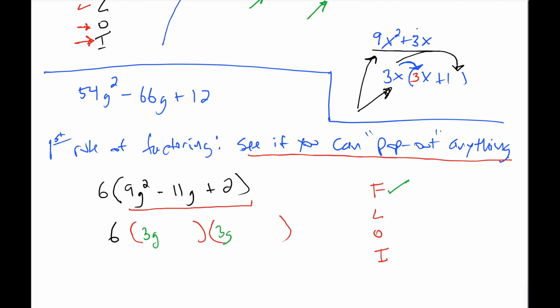Now we got to deal with our last. What are we trying to get? What's our last number? 2. All right, so what times what is 2? I'm going to put a 1 and 2. I don't know if it's right, but we're going to put it down right there.